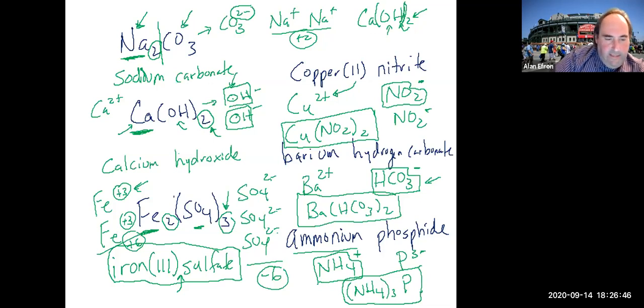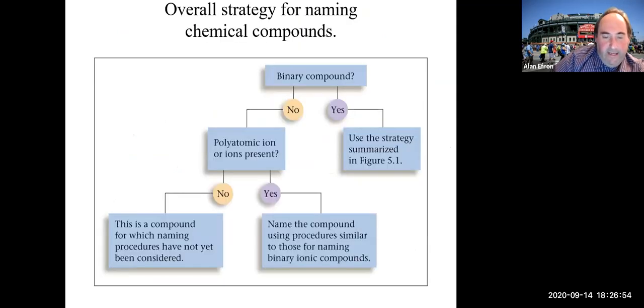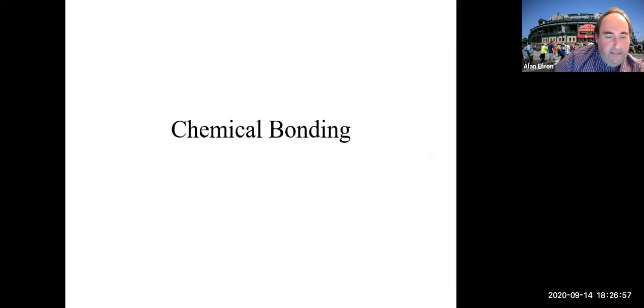Okay. That is all the naming we're going to talk about, so you now should know how to name everything, hopefully. Type 1, type 2, and type 3 guys, and our polyatomic guys. Any questions on naming before we talk about bonding? Okay. All right, then let's talk about bonding.